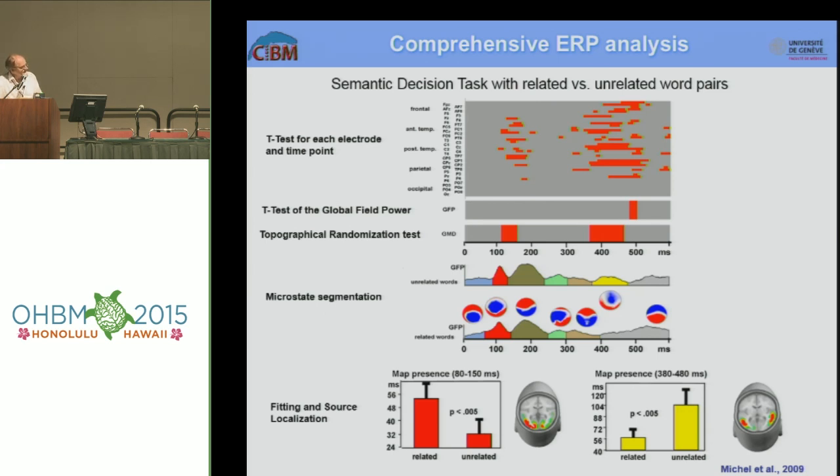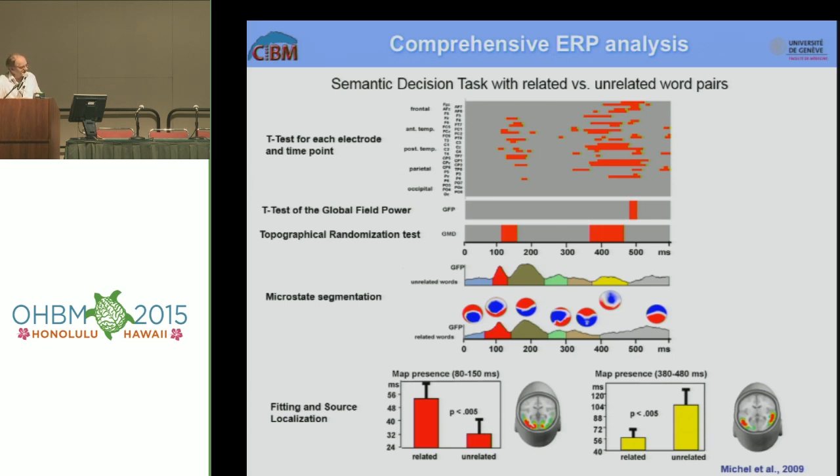But the second period, this huge one here at around 400 milliseconds, is clearly, nicely identified as a unique segment, a unique component, a unique map topography for the unrelated words against the related words. Then you can, as I said, fit this information back to each subject, look for statistical differences between them, and then you clearly can identify, in this case, a first time period with differences in presence of the map, this red one here, and the second time period with difference in presence of this map in yellow here.